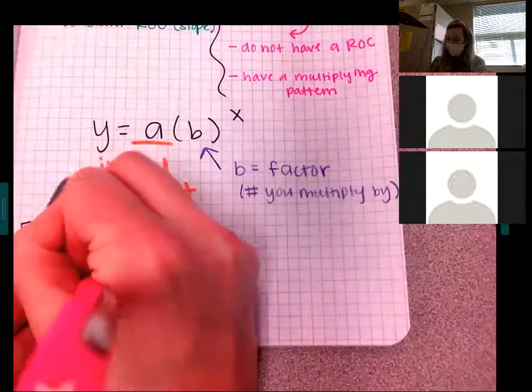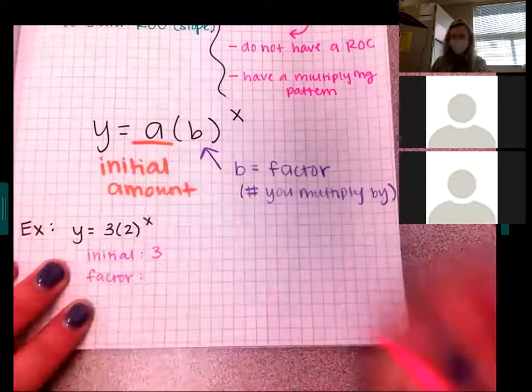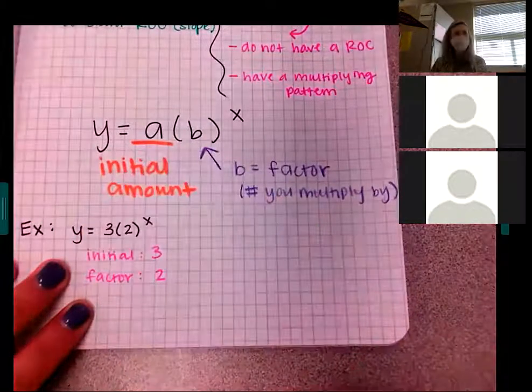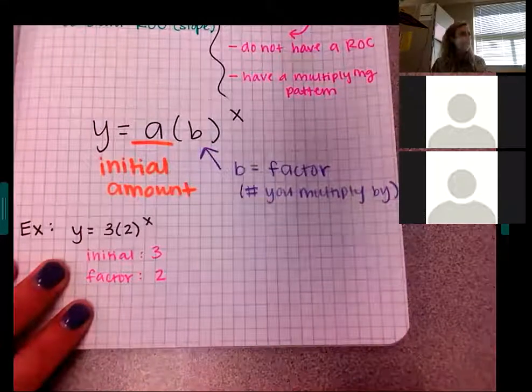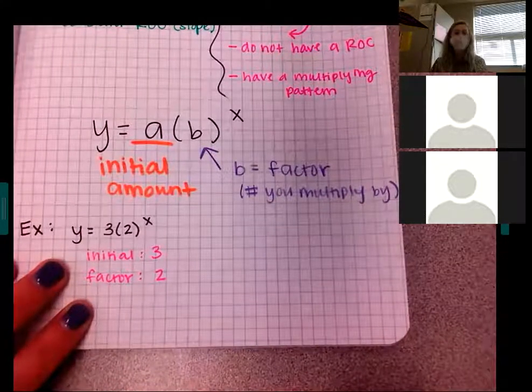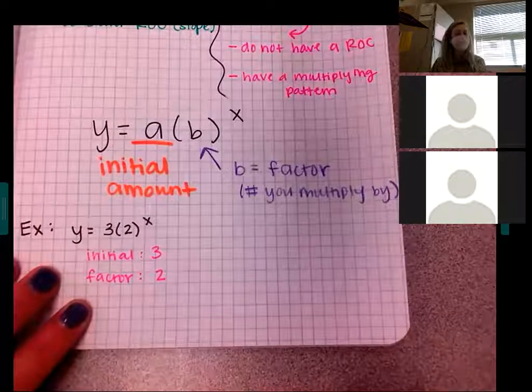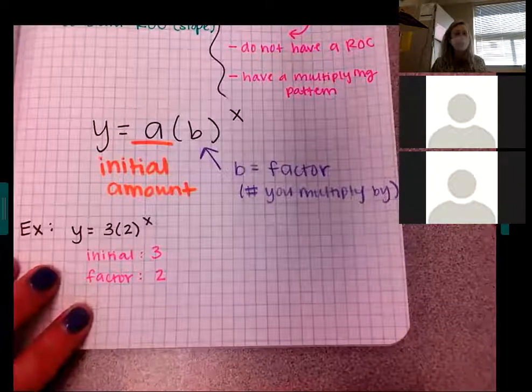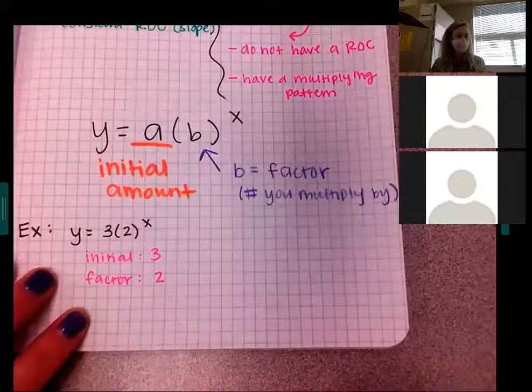How much are we multiplying by each time? 2. The factor is 2. That's it. So right now, all I'm asking you is what is the initial, what is the factor? I just want to make sure y'all don't mess it up and you can tell me the right thing.